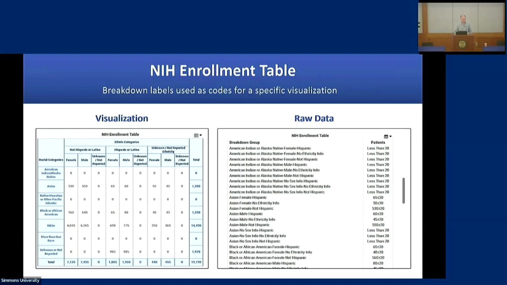All right. So one of the things we did is an NIH enrollment table. This is displaying race, ethnicity, and sex in a particular format that the NIH likes for clinical trial enrollment. If you click the button in the upper right and switch to the raw data view, you'll see on the right, it's not very human readable. It's a bunch of codes that are coming back.